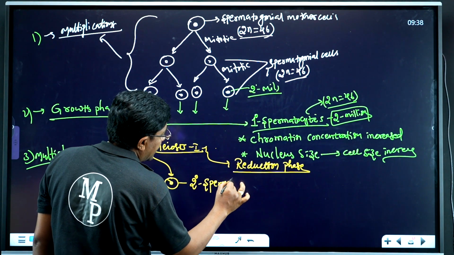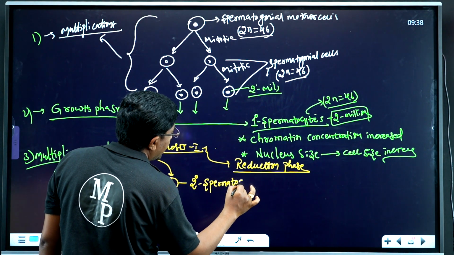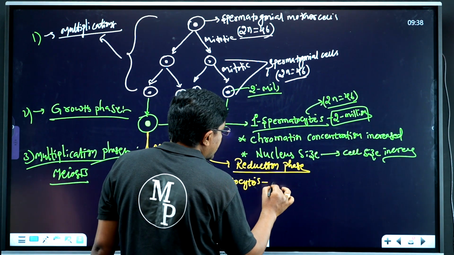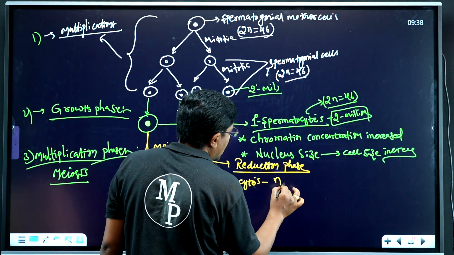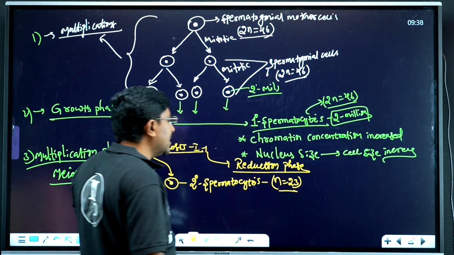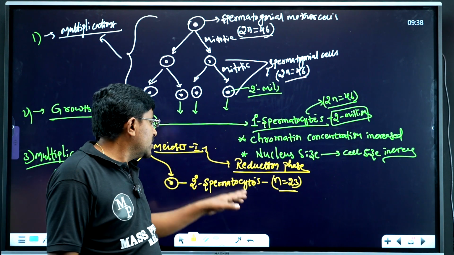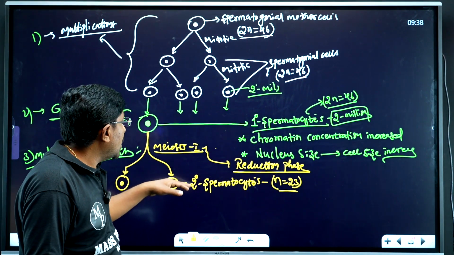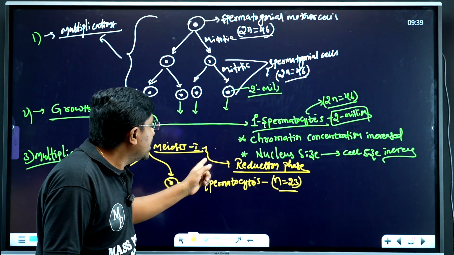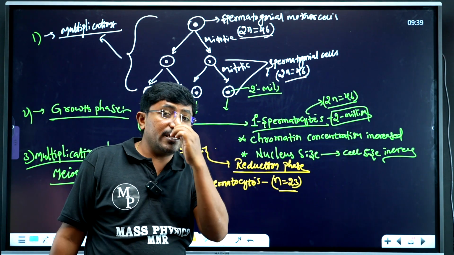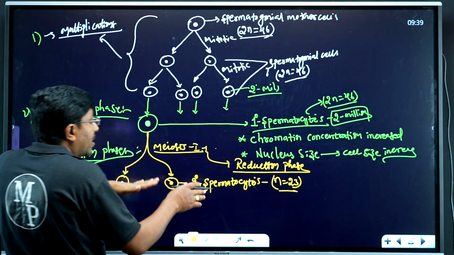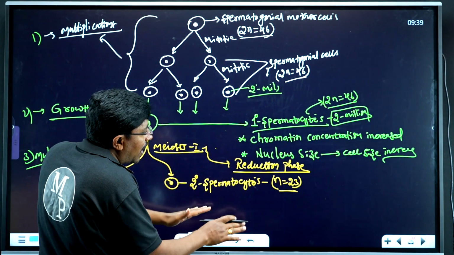These are the secondary spermatocytes. The number of chromosomes in the secondary spermatocytes is haploid, meaning 23 chromosomes are there. The number of chromosomes has become half. The reason is that this phase is the reduction phase. Meiosis 1 phase is the reduction phase. That's why the number of chromosomes is becoming half.